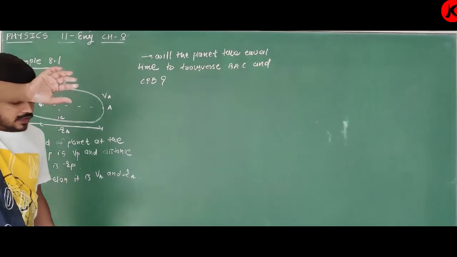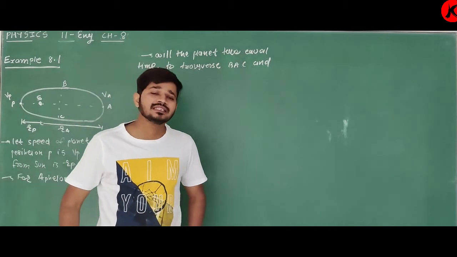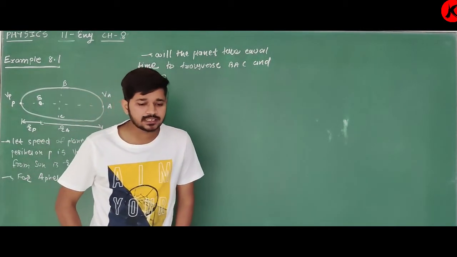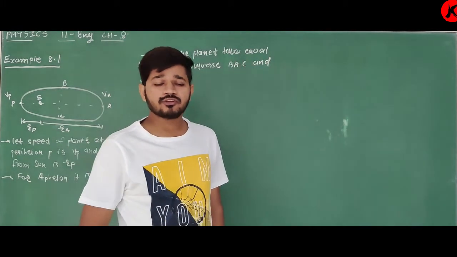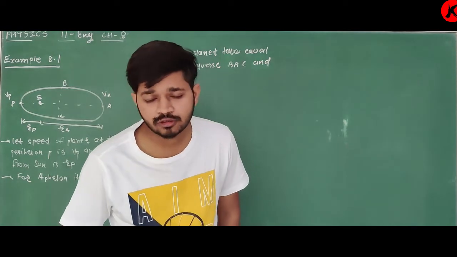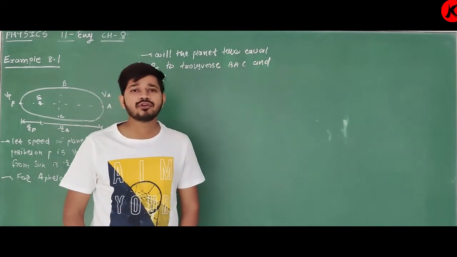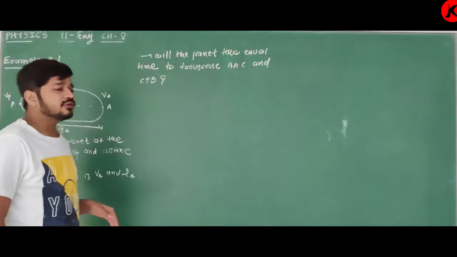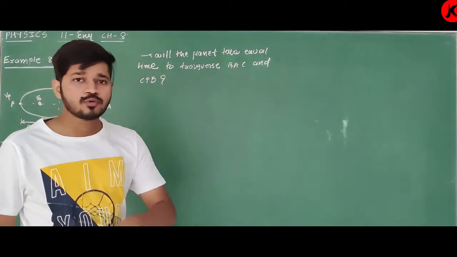See, in chapter number 7 we have proved that whenever a planet is revolving around the Sun, it is revolving due to gravitational force. So the line of action of the force passes through the Sun itself. So torque is 0, and if torque is 0, then angular momentum is constant. Then according to the law of conservation of angular momentum, angular momentum at point P is equal to angular momentum at point A.